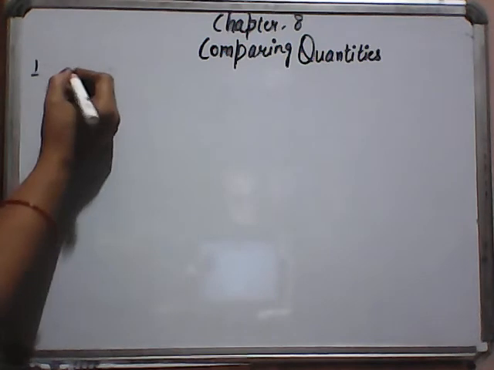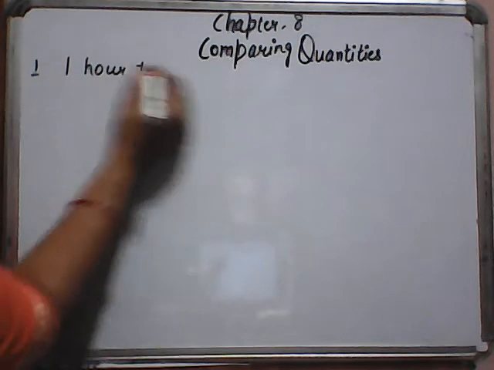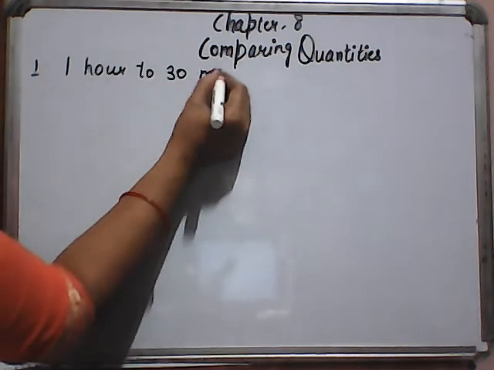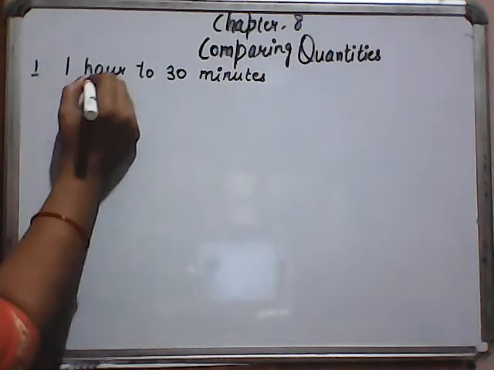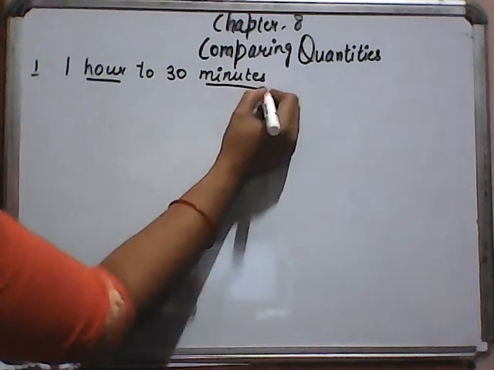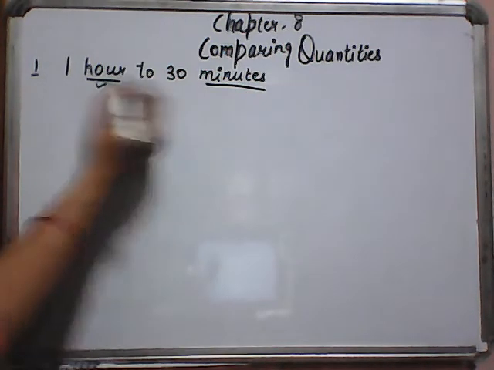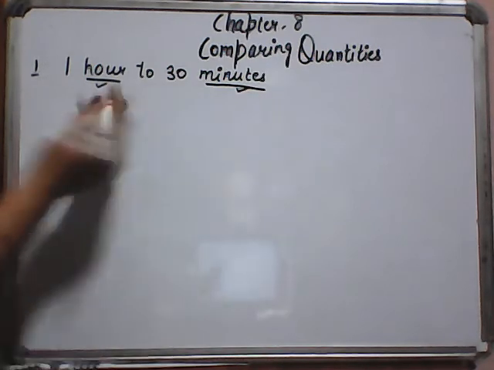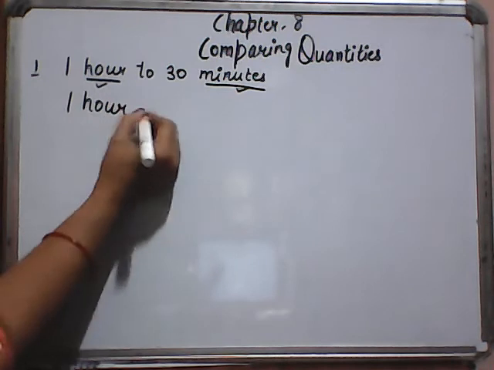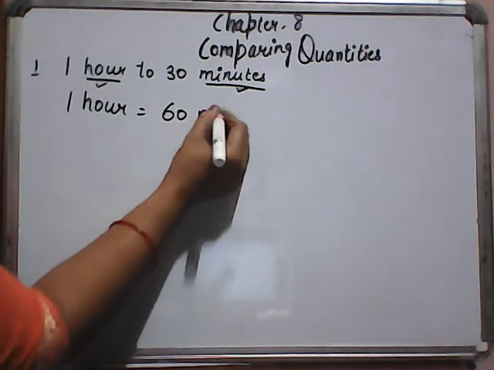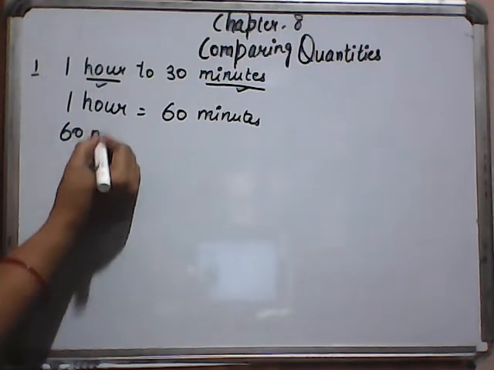First question is, suppose you have to find out the ratio of 1 hour to 30 minutes. In ratio, we have studied both measurements should be of the same kind. Same kind, that means if one is hour, then another should be hour. Here, the first quantity is 1 hour. We know that in 1 hour, we have 60 minutes. So, we can convert hour to minutes. We can write 1 hour as 60 minutes.